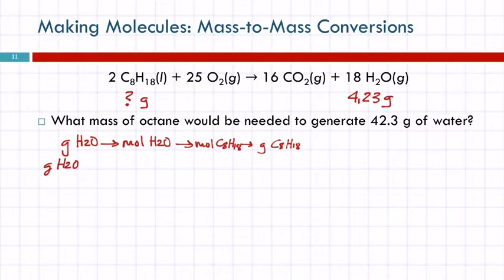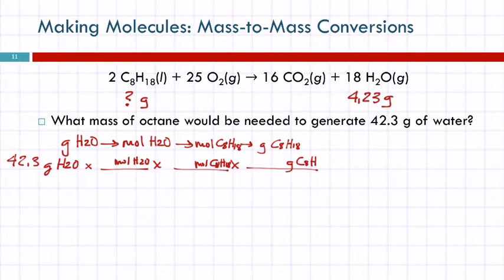I'll just write the whole thing over again. 42.3 grams of water. 3 arrows means 3 conversion factors. 1, 2, 3. The moles of water, moles of C8H18, grams of C8H18.